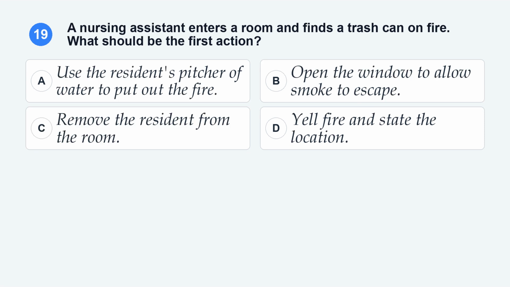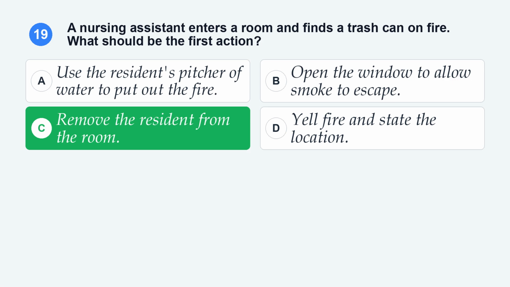Question 19. A nursing assistant enters a room and finds a trash can on fire. What should be the first action? Option A. Use the resident's pitcher of water to put out the fire. Option B. Open the window to allow smoke to escape. Option C. Remove the resident from the room. Option D. Yell fire and state the location.